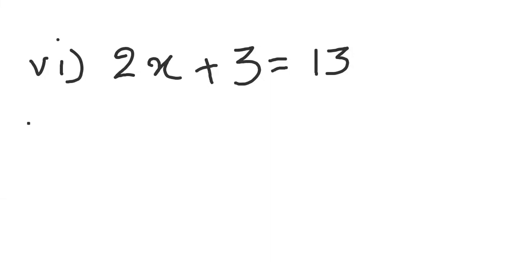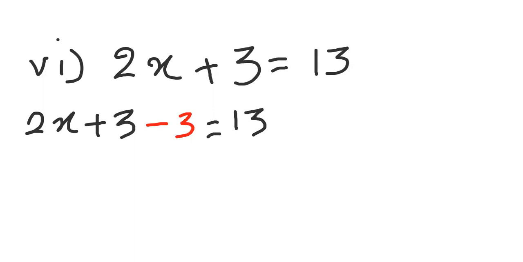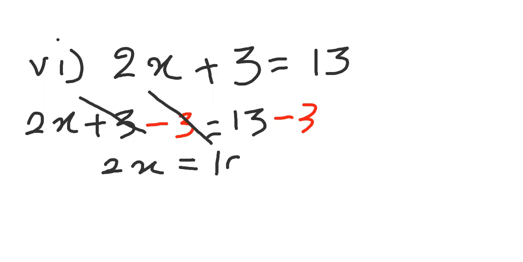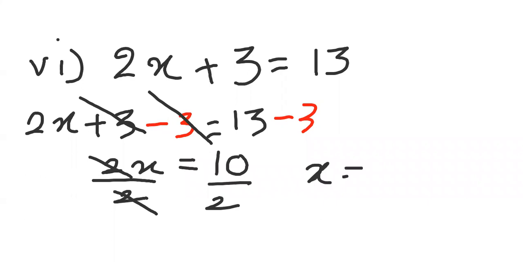Now see here, 2x plus 3. I don't want the plus 3, so what do I do? Subtracting 3 from both the sides. Now I can cancel them. Plus 3 and minus 3. Now 2x is isolated. 13 minus 3 is 10. Now can you see? This is multiplication. So multiplication can be undone by dividing. 2 and 2 cancel. Therefore, x is equal to 10 divided by 2, 5.